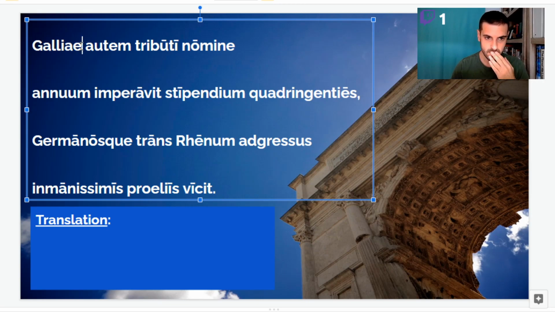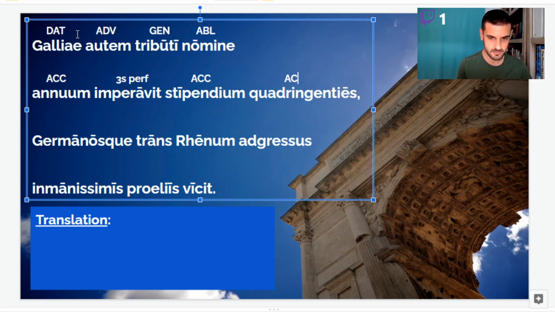Galliae, which could be a couple different forms here, but I see imperavit coming later, and I know that impero takes the dative, so I'm going to think that for Galliae. Autem, my least favorite word. Tributi, that's genitive. Nomine, that's in the ablative. Annuum, not annum, but annuum. That is accusative. We have our verb here, imperavit, and then we have stipendium. Quadringenties. So that's going with this here.